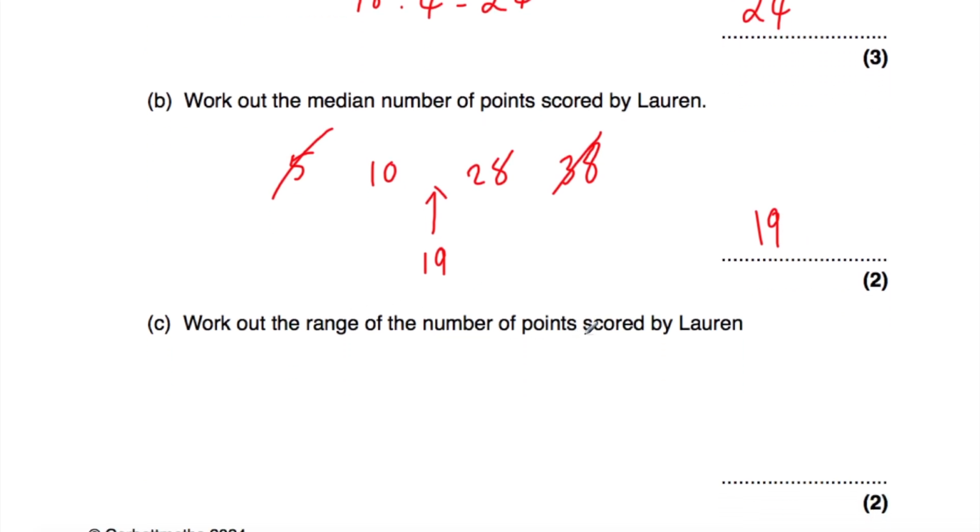Okay, and then part C. Part C says work out the range of the number of points scored by Lauren. Well, the highest number of points scored by Lauren was 38, and the lowest number of points scored by Lauren was 5. So if we take those away, that's the range, which is 33. So the range of Lauren's scores is 33, and that's it.